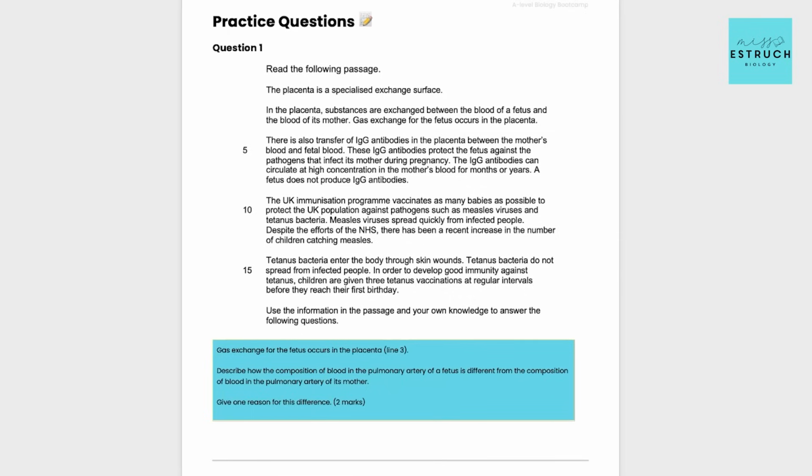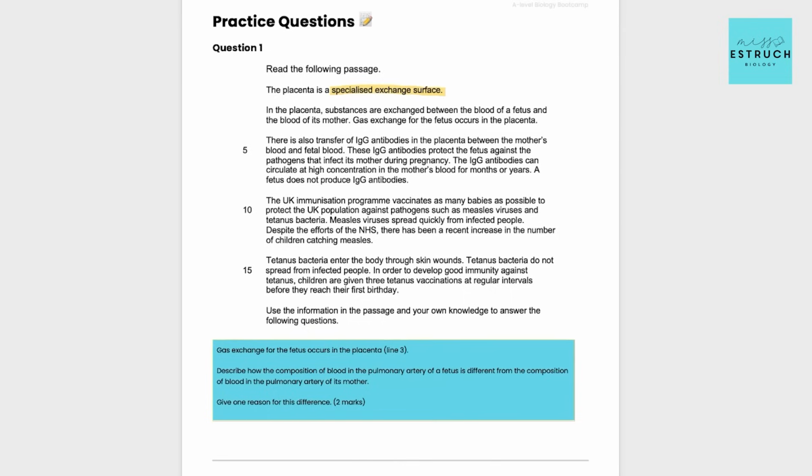So we've got the placenta is a specialized exchange surface. I'd be highlighting that because whenever I hear exchange surface, and this could be something you'd then annotate, I'd be considering that if it's exchanging, it could be gas exchange, thinking about large surface area, short diffusion pathways, maintaining the concentration gradients. So those would be some of the concepts that I might just annotate at that point where I've highlighted.